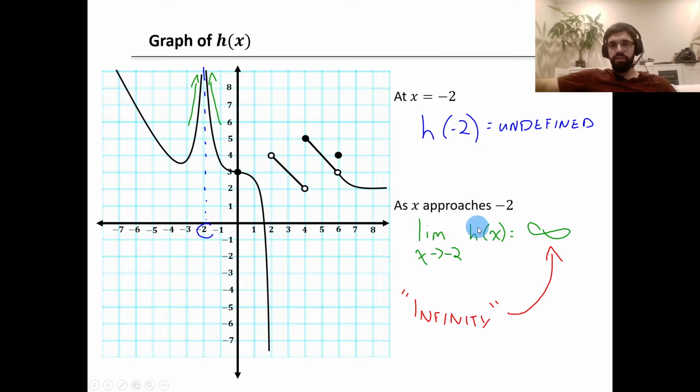As x approaches negative 2 from the left, we have a line that goes straight up. So as x approaches negative 2 from the left, we go to infinity. If we start from the right and work our way towards negative 2, as x approaches negative 2 from the right, it also goes to infinity. So because the left and the right are both approaching infinity, we see the limit as x approaches negative 2 of h of x is infinity, which looks a lot like a lazy 8.